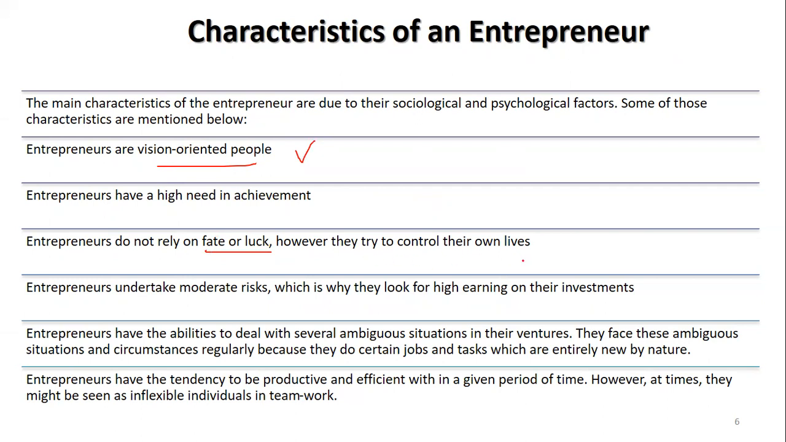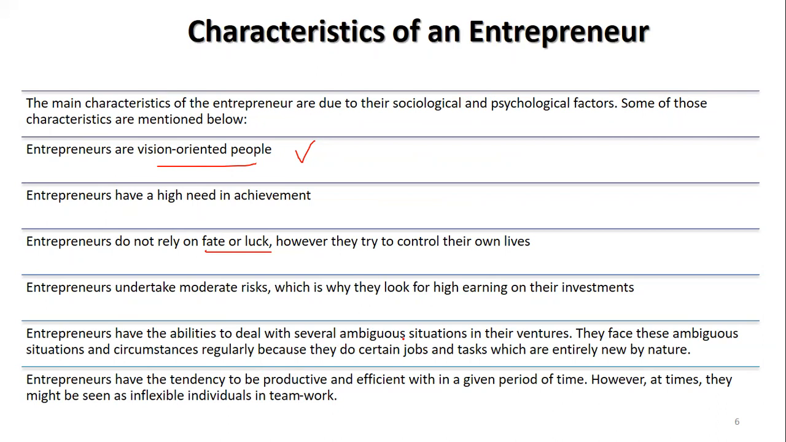However, they try to control their own lives. Entrepreneurs definitely have to take moderate risks, which is why they look for high earnings on their investments. They have an ability to deal with several ambiguous situations in their venture. So they basically have to be prepared for dealing with it. They face these ambiguous situations and circumstances on a regular basis, and that's how they need to know how to come out of it. And that's how they can survive in this particular competitive world.